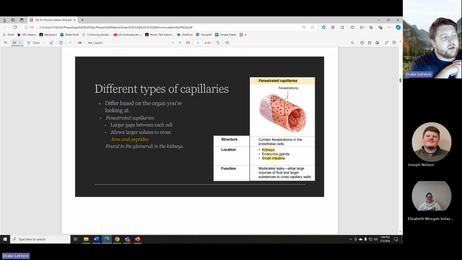Same with the small intestine. The small intestine needs to be able to push a lot of stuff towards the blood. We've got to get the nutrients and everything that we're getting out of the small intestine, the water and stuff as well, into the bloodstream where we're going to need it. It's mostly found in the glomeruli in the kidneys. We'll talk a little bit about the kidneys this trimester. Next trimester in Phys 2, we talk a lot about the kidneys.